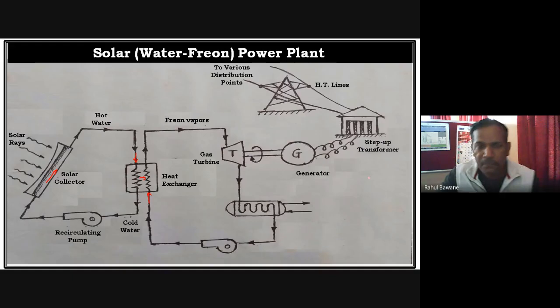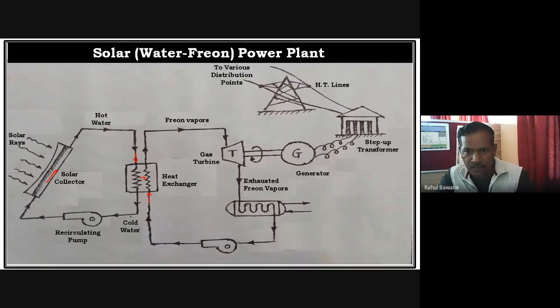Now what happens to that exhausted freon vapor? The exhausted freon vapors, still in vapor form, are passed through a condenser, where we supply cooling water to extract the latent heat, so that the freon vapor gets converted into liquid form. That is the condensate, the freon liquid, and that freon liquid is again fed back to the heat exchanger.